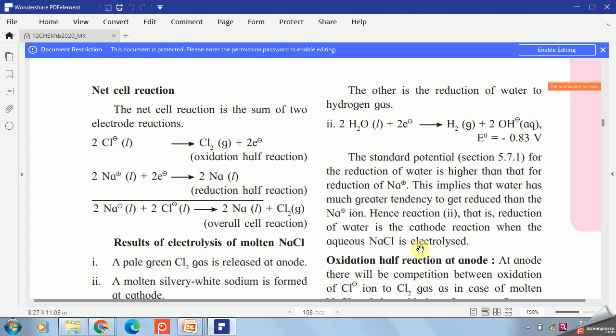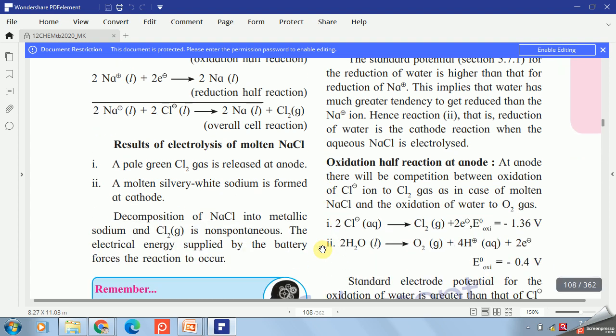I think all of you understood why the second reaction is more preferred. Then the other reaction is the oxidation reaction at the anode. At the anode there will again be competition between oxidation of Cl minus ion to chlorine gas, as in the case of molten NaCl, and oxidation of water to oxygen gas. In the first reaction, Cl minus from the aqueous NaCl solution loses one electron and gives a chlorine atom. Another chloride ion loses one more electron to give another chlorine atom. The two chlorine atoms combine to form chlorine gas. So the reaction is 2Cl minus aqueous gives Cl2 plus 2 electrons, and E0 oxidation is minus 1.36 volt.